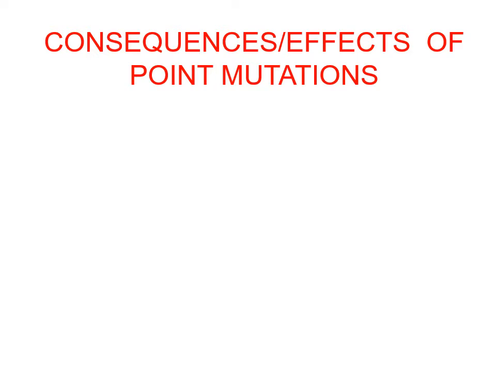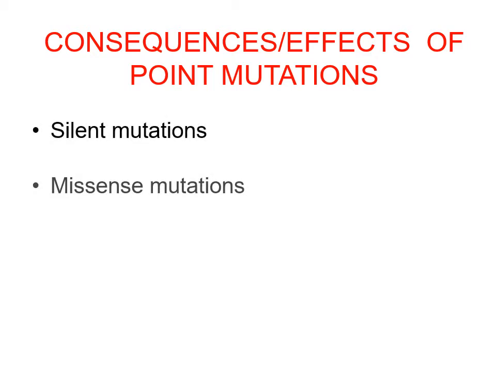Point mutations can also be classified based on the consequences or effects of the point mutation, which is also important for us to know. Based on these effects, mutations can be classified as silent mutations, missense mutations, and nonsense mutations. Remember, these are the subclassifications of point mutations based on the effects, whereas based on the base changes, we have transition and transversion. Let us understand the concept of silent, missense, and nonsense mutations.